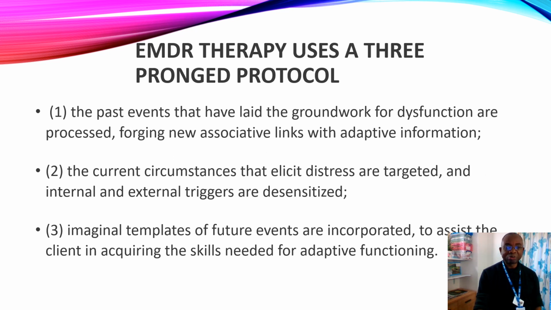EMDR therapy uses a three-pronged protocol. 1. Past events that have laid the groundwork for dysfunction are processed, forging new associative links with adaptive information. 2. The current circumstances that elicit distress are targeted, and internal and external triggers are desensitized. 3. Imaginal templates of future events are incorporated to assist the client in acquiring the skills needed for adaptive functioning.